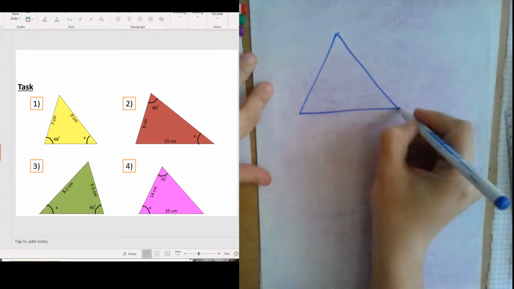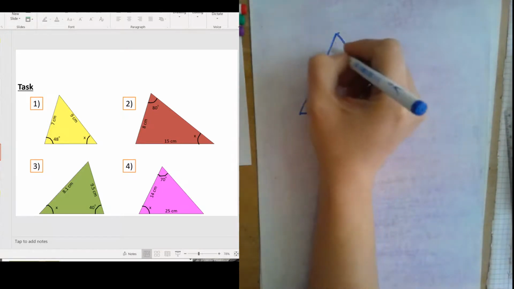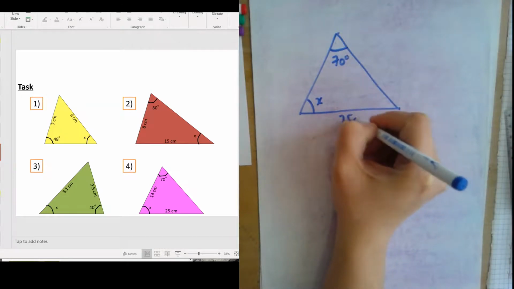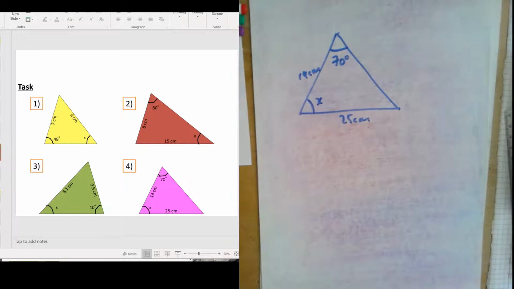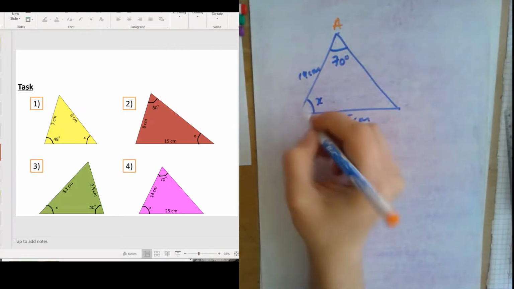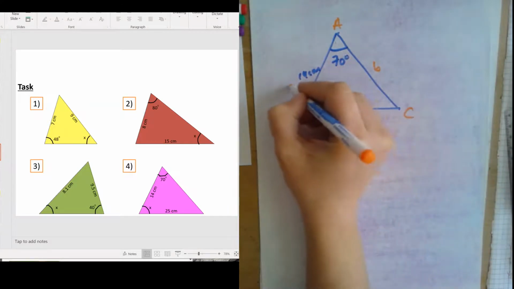Okay, so draw the diagram as per usual. You've got X, then you've got 70 degrees, you've got 25 centimeters, and you have 14 centimeters. Okay, so label up your sides. So I'm going to call that A and this A. I'm going to call this B and this B. And then I'm going to call this C and this C.